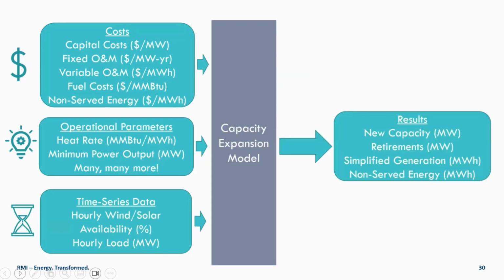We put all of these into the model. It's going to minimize its objective. It's going to make decisions for its decision variables, and it's going to give us results. And commonly, those results look like investment and retirement decisions. So new capacity, retirements. There may be a simplified generation for dispatch decisions and any non-served energy.